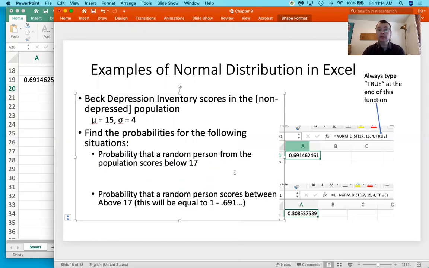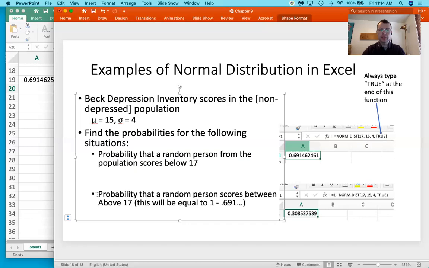So anytime you have now a normal distribution question, you don't have to transform to z-scores necessarily. If you know mu and sigma, which we do here, you simply now just type those in along with x, the norm dist function. And again, you always type true at the end of that function.